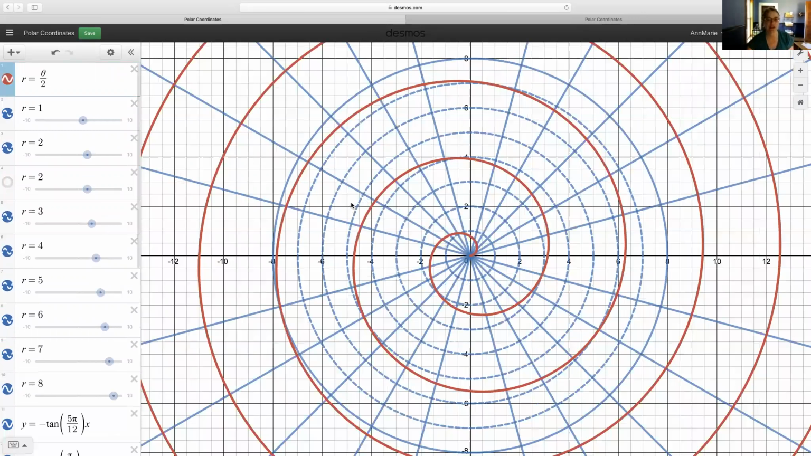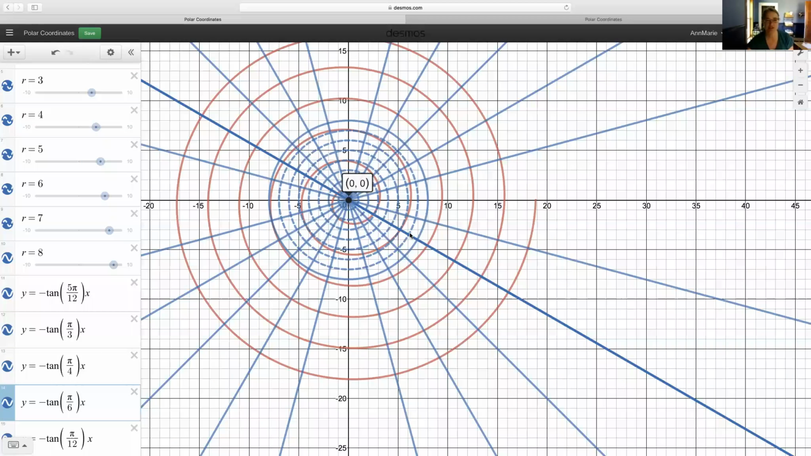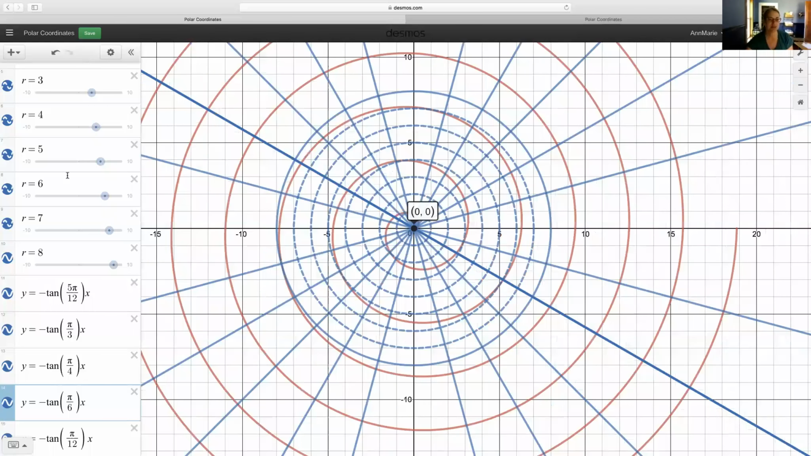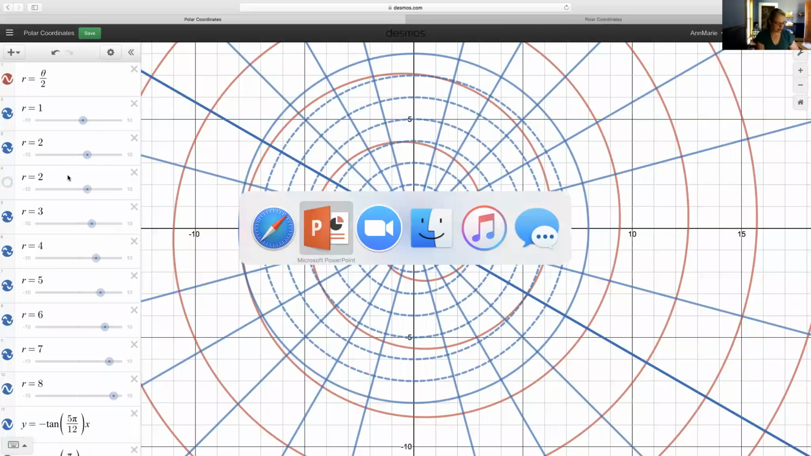And we see that quite a bit, actually, when we start looking at polar coordinates. We find that curves, particularly circular curves, that would be very difficult to describe in Cartesian coordinates, turn out to be pretty simple relationships in polar coordinates. So let's go back here to our PowerPoint.